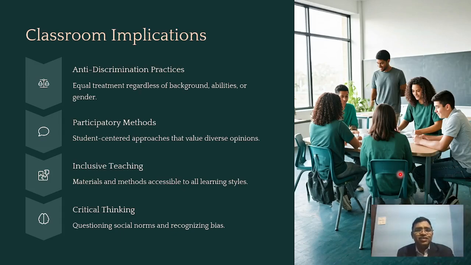There are anti-discriminatory practices. So treat each and every student equally, irrespective of their background, abilities or gender. Then you should make sure of a student-centered approach that values diverse opinions. You should take their opinions and let students participate in the classroom. Then inclusive teaching: the materials and methods of teaching should be such that all people can learn from your way of teaching. Then critical thinking: you have to question social norms and recognize bias. So these are the classroom implications.